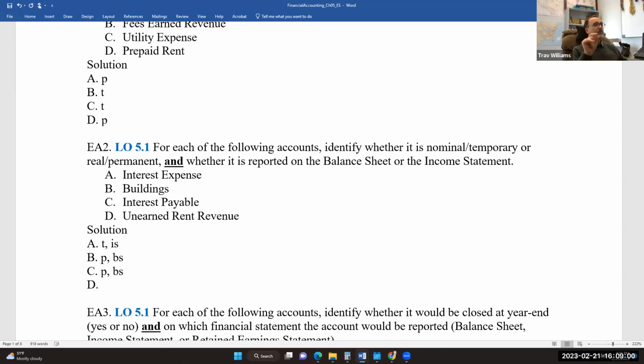Unearned rent revenue. Remember that the word unearned means that it's not really revenue. So even though the word revenue is there, this is a liability account. We haven't earned it. So that would also be on the balance sheet and it would be a permanent account. So for number 2, the first is temporary and income statement. The other 3 are permanent and balance sheet.